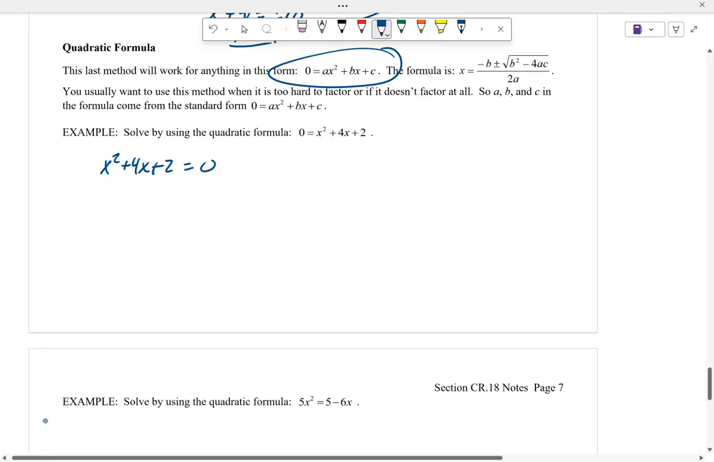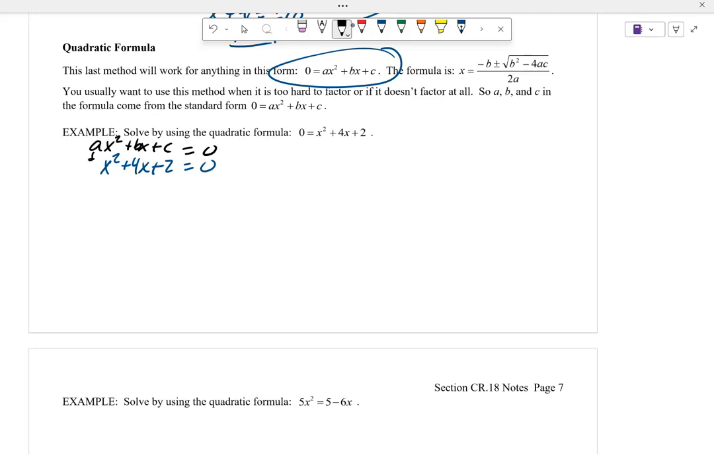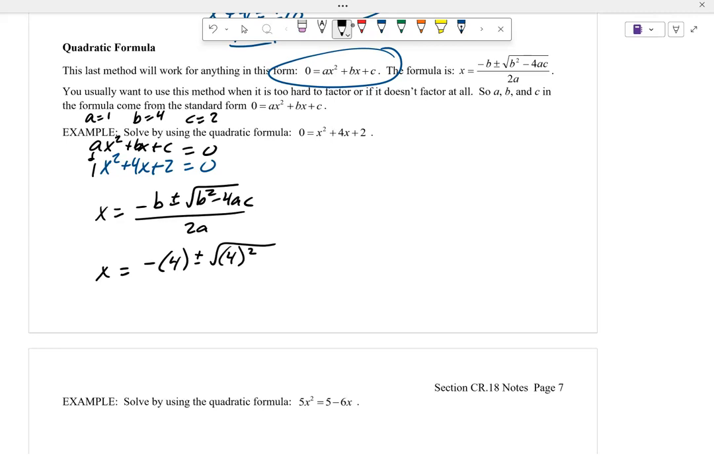So with the quadratic formula, as long as I've got it in this form, ax squared plus bx plus c equals 0, let me go ahead and write ax squared plus bx plus c equals 0. So hopefully you notice my a is 1, the number in front, right, that 1. My b is a positive 4, my c is the positive 2. And then I'm just going to go ahead and write x equals negative b plus or minus square root of b squared minus 4ac all over 2a. And then we're going to plug it in. My a is 1, my c is 2. This is all over 2 times a.